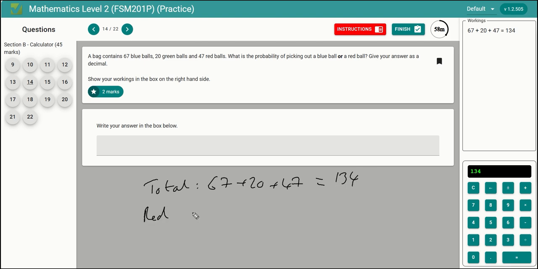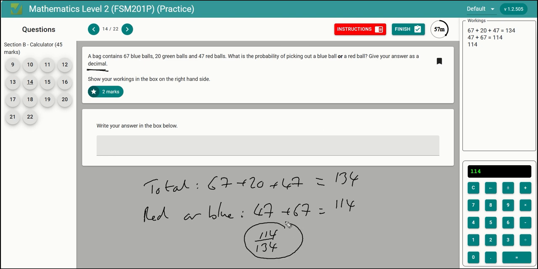Okay, so how many are red or blue? So red is 47, blue is 67, so what does that come to? 47 plus 67 is 114. So the probability of getting a red or blue is going to be 114 out of 134, which is a fraction that can be simplified. But it does say here, answer is a decimal.